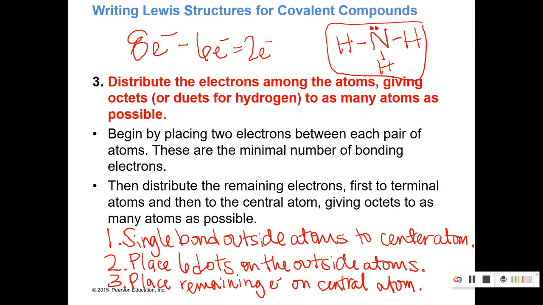You need to follow those steps that I handwrote on this slide. You single bond them first, you subtract that amount. You place 6 dots on outside atoms if you can, you subtract that amount. You place anything that's left on the center.